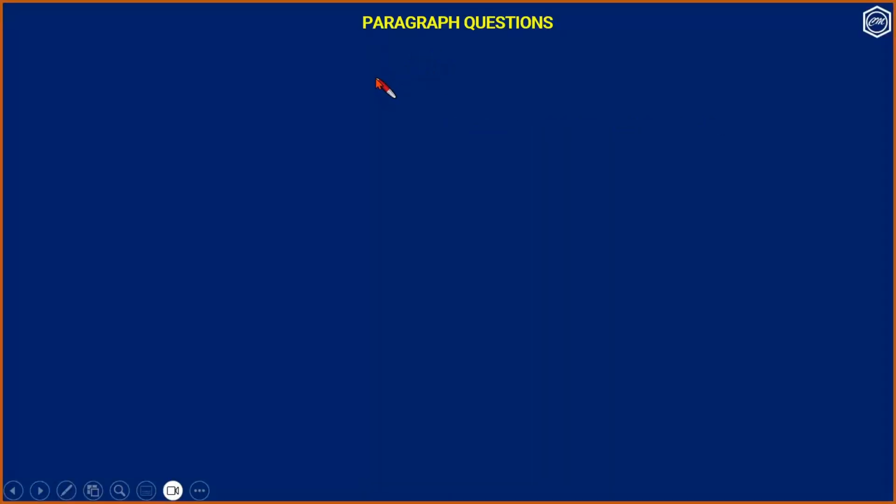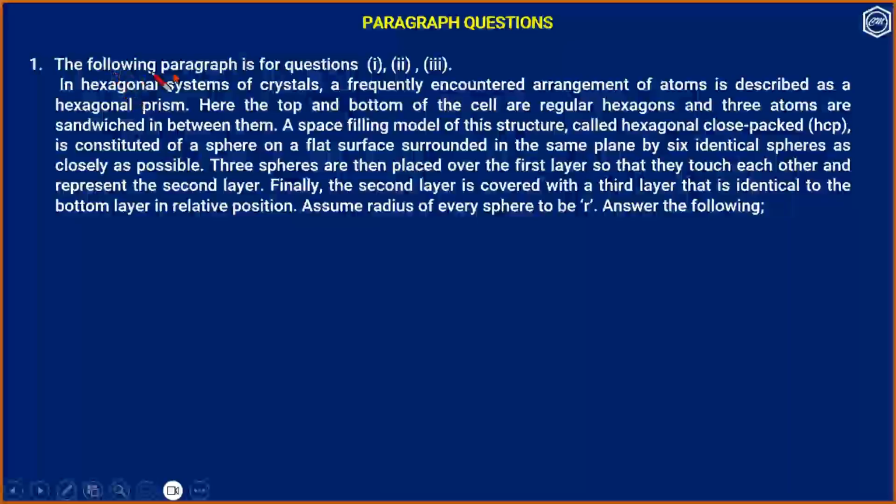Next we shall consider paragraph questions. The following paragraph is for questions 1, 2 and 3. In a hexagonal system of crystals, a frequently encountered arrangement of atoms is described as a hexagonal prism. Here the top and bottom of the cell are regular hexagons and 3 atoms are sandwiched in between them. A space-filling model of this structure, called hexagonal close packing (HCP), is constituted of a sphere on a flat surface surrounded in the same plane by 6 identical spheres as closely as possible.